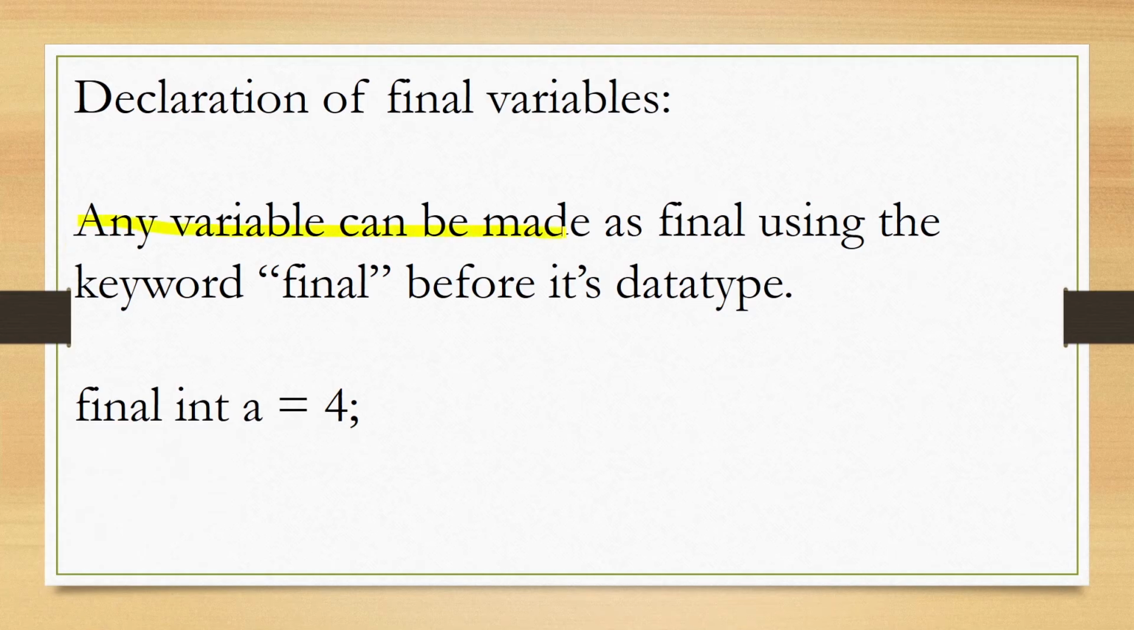So any variable can be made final in Java using the final keyword before its data type. It is important to note that the final keyword needs to be before the data type of the variable. So here in this case, before int we have written final. For any final variable declaration we need to follow the same pattern.